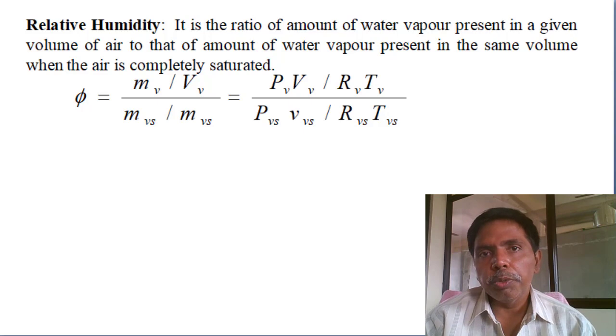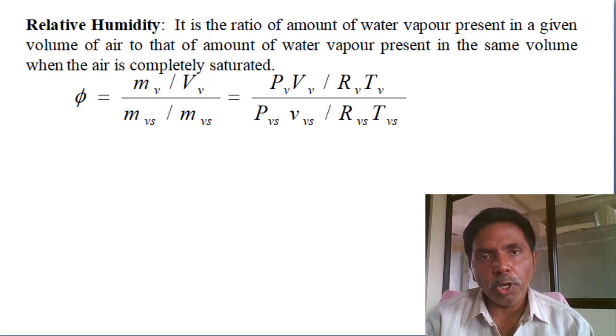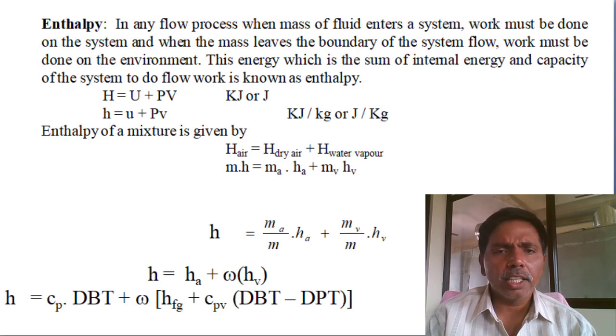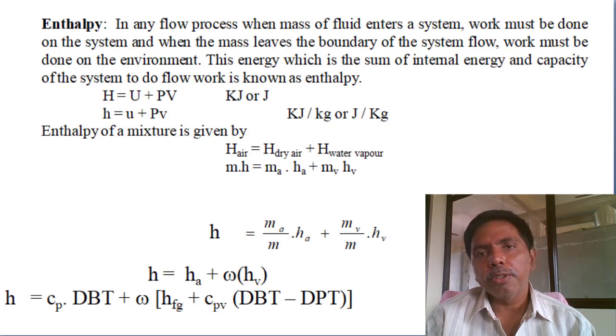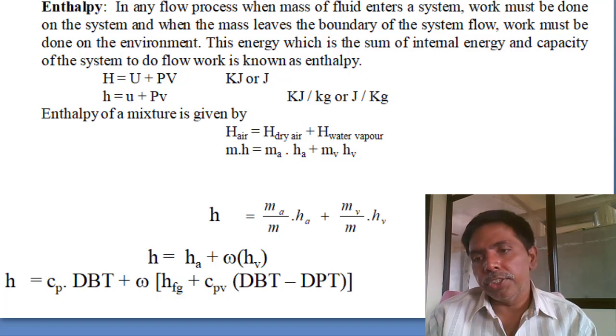So what is relative humidity? The mass of vapor present in a unit volume of air divided by the mass of vapor present in a unit volume of air at saturation condition. I think these are the major properties. Next, enthalpy, we know. Enthalpy equals internal energy plus flow work. Enthalpy of air, generally how we determine it, is enthalpy of dry air plus enthalpy of water vapor. Simple equation, I showed.